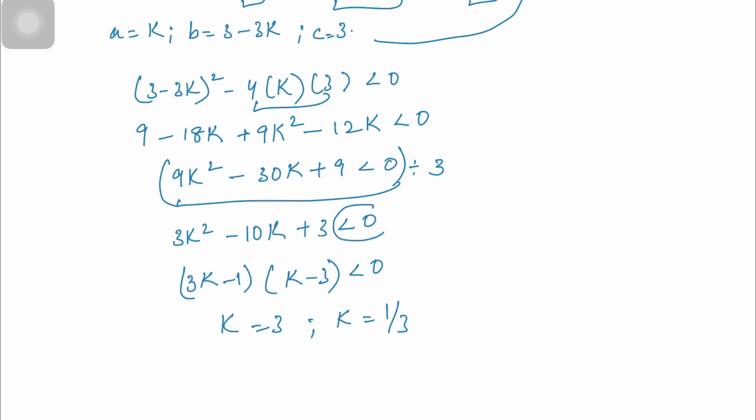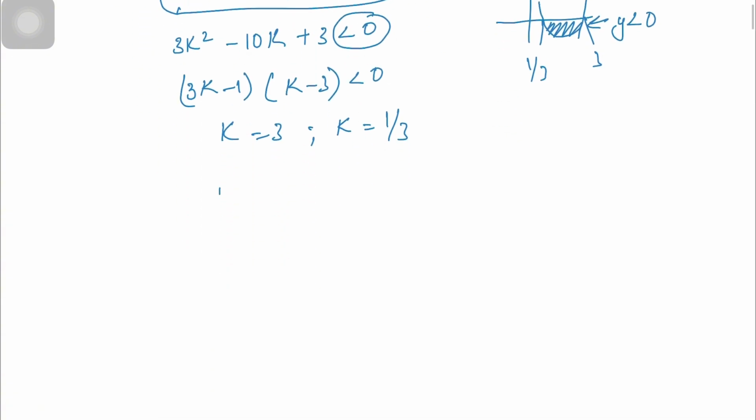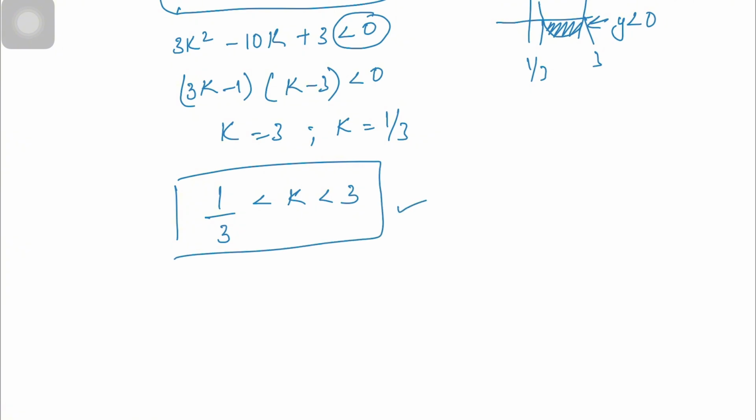So since it was less than 0, let's recap. This was basically the curve, and it has to be less than 0. So we need these values, and these values could be found here: this is 1 over 3 and this is 3. These are 0 at this. So this is 1 over 3 till 3. So we'll write our final answer as k lies between 1 over 3 and 3. So we can write our answer finally as this. So this was our first question.